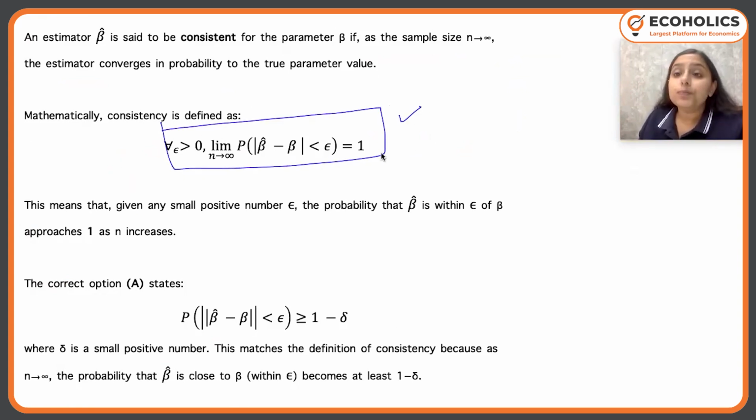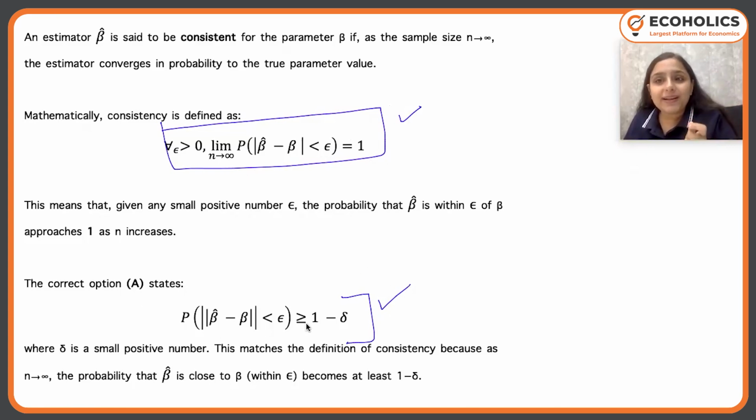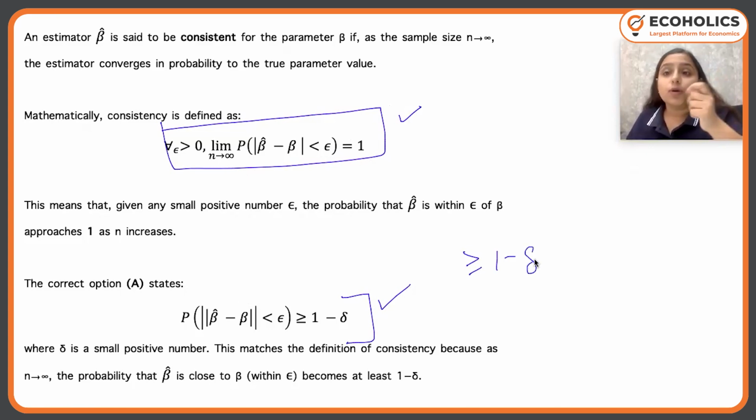This is the probability limit of the consistent estimator. All right, so option A defines the consistency of beta hat, because this probability has to be at least, it can be greater than, it can be equal to 1 minus delta, because delta is going to be a small number. It cannot be 1 plus delta.